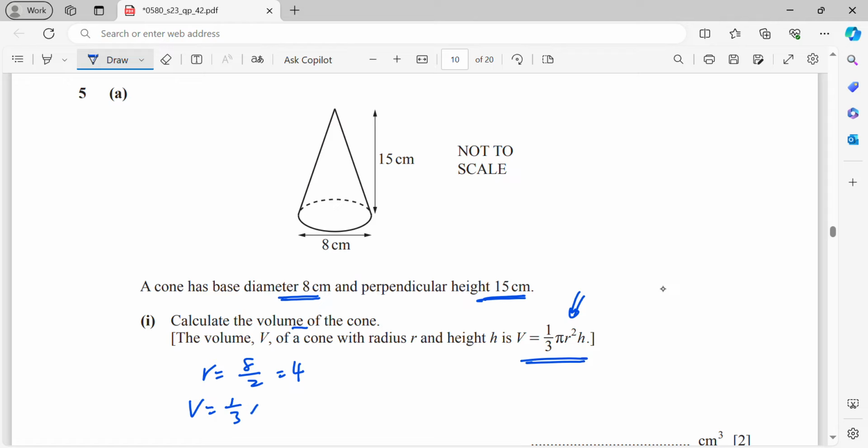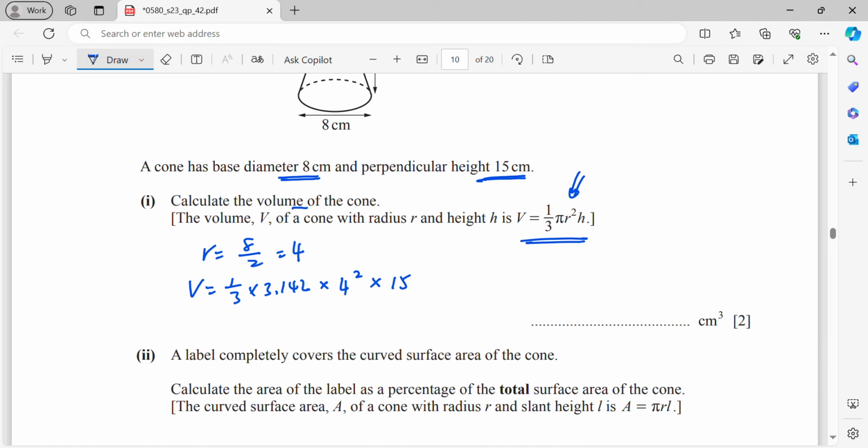Volume is 1 over 3. Pi is 3.142. Then you multiply with r squared. R is 4, squared it, times h is 15. Then from here, you will be getting the answer as 251.36 centimeter cube, and it is same as 251, correct to 3 significant figures.